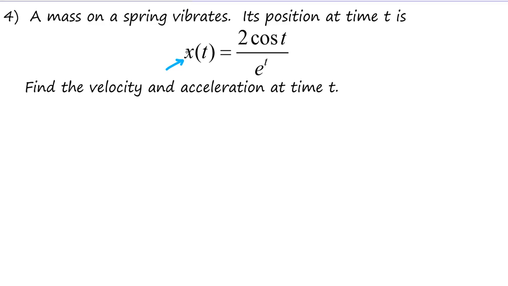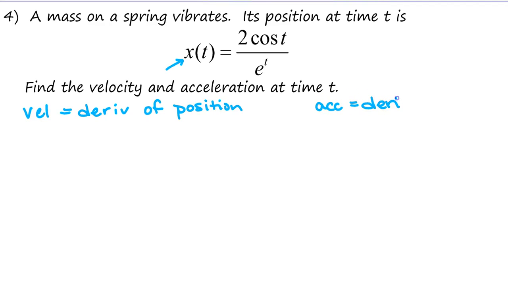So the velocity is the derivative of the position. And the acceleration is the derivative of velocity. So basically we have to find the first derivative and the second derivative. So for the first derivative, I'm going to call that velocity. We have to use the quotient rule.